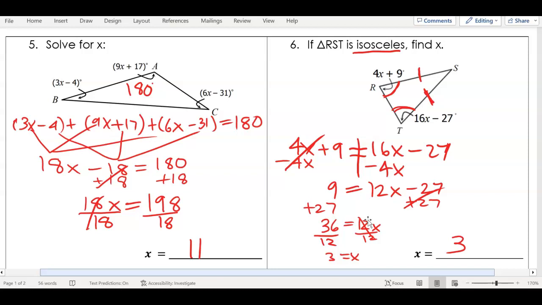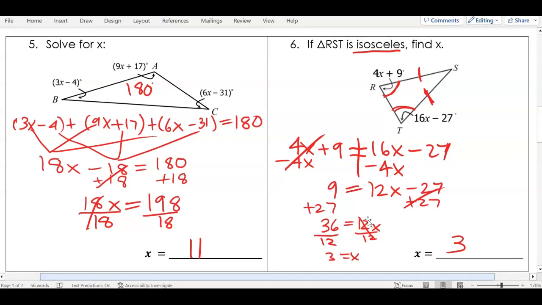Okay. So again, you know what isosceles means. You set them equal and you solve. And that's how you do it. So that is your quiz. Pretty straightforward stuff we've been doing. Classify, triangle sum, isosceles. If you got questions, let me know.